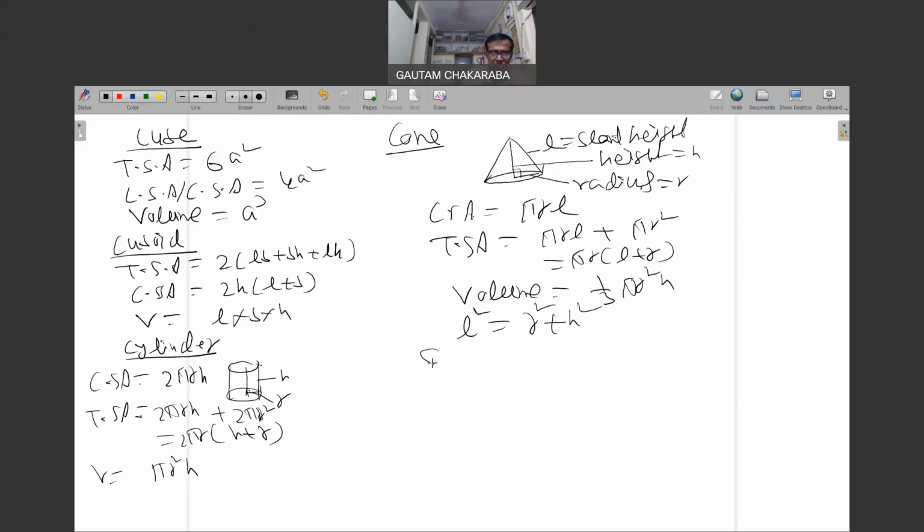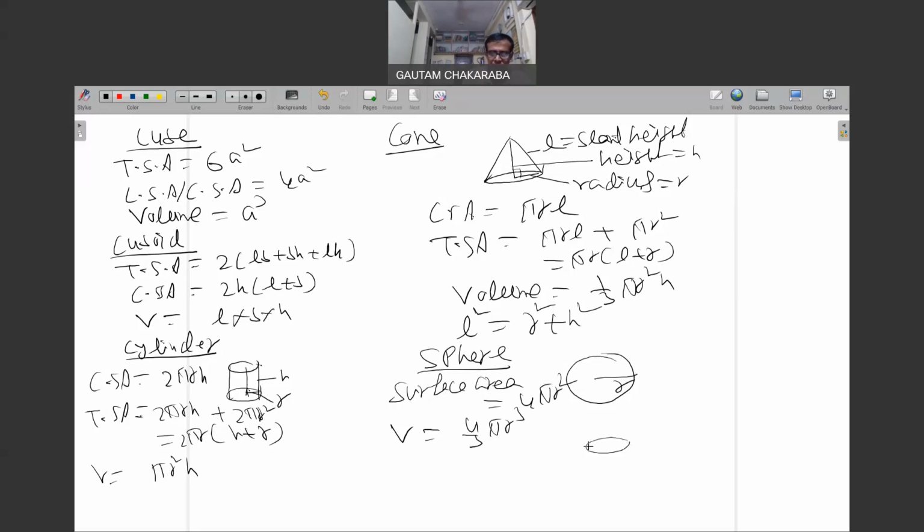Okay, now sphere. What is the sphere? Spherical shape. If you have radius R, surface area is equal to 4 pi r square, the total surface, the normal surface area of the sphere, meaning total surface area. Volume is 4 by 3 pi r cube.